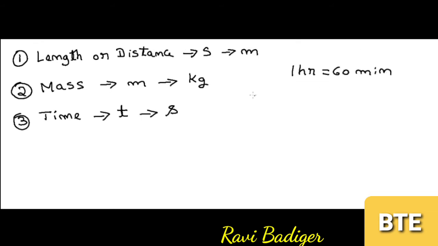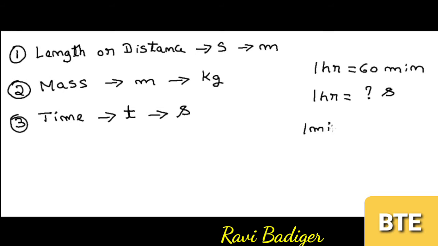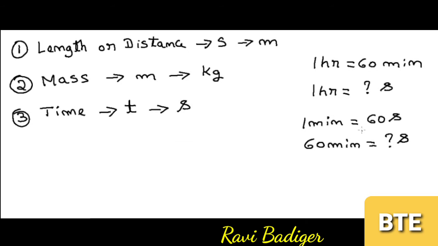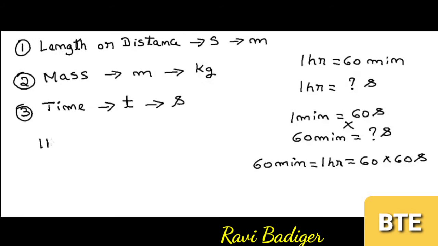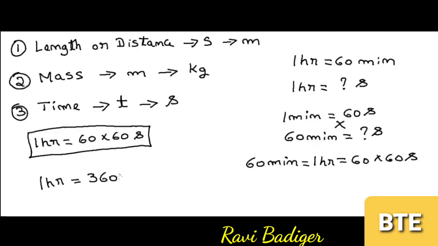We know that 1 hour is equal to 60 minutes. Therefore, 1 hour is equal to how many seconds? To solve this, we know that 1 minute is equal to 60 seconds. Therefore, 60 minutes is equal to how many seconds? By cross multiplication, 60 minutes, that is 1 hour, is equal to 60 into 60 seconds. Or simply we can write 1 hour is equal to 3600 seconds.